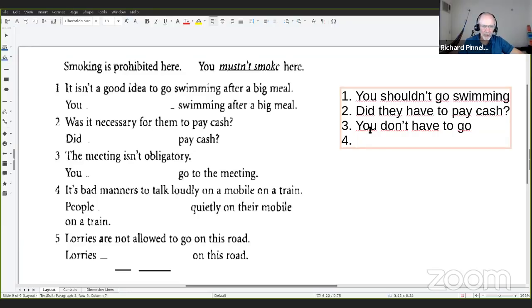It's bad manners to talk loudly on a mobile on a train. A mobile que es celular. En Estados Unidos dicen cell phone. En Inglaterra dicen mobile. Es mal educado hablar fuertemente en un celular en el tren. People shouldn't. Bueno, casi, pero como es shouldn't talk quietly.